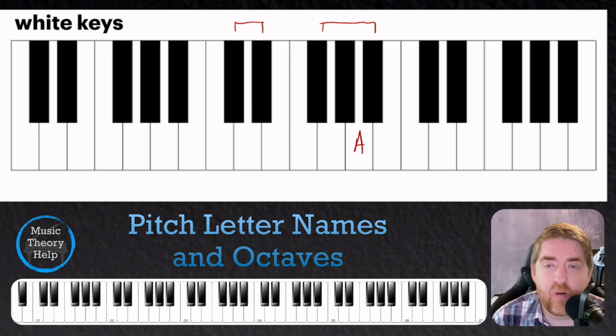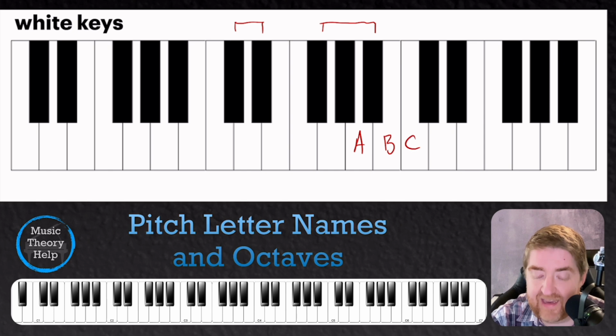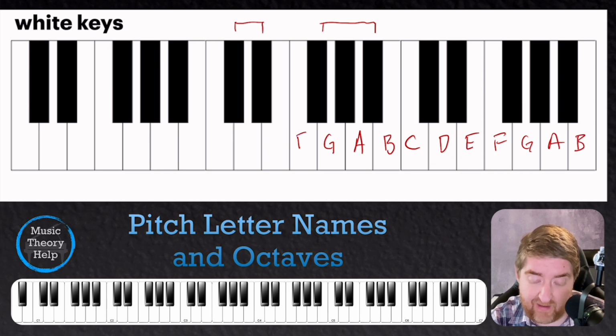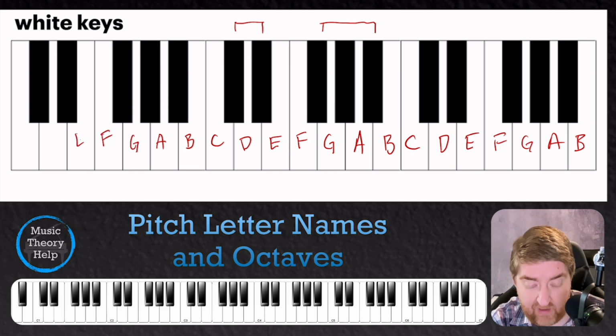We can do just what we did before, but now on the piano keyboard. A, B, C, D, E, F, G, A, and B. And we can go down. A, G, F, E, D, C, B, A, G. I'm going to go all the way. F, E, D, and C.